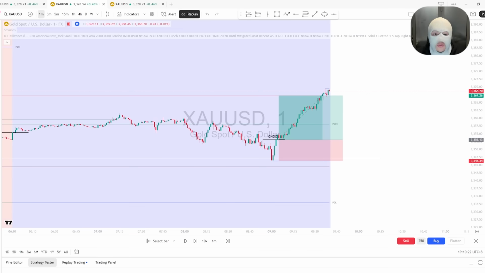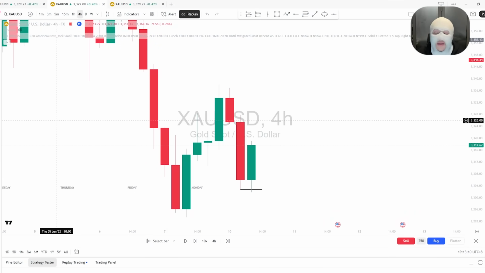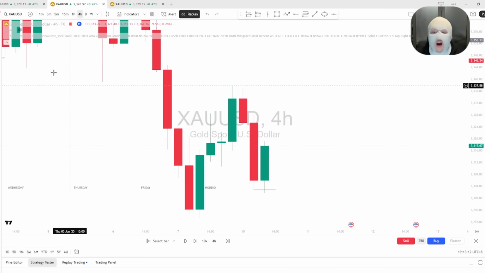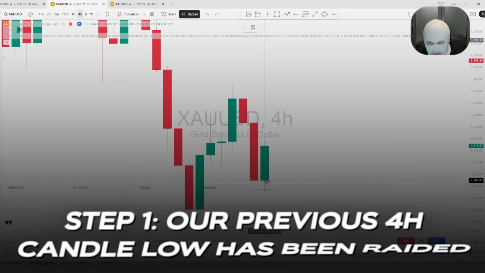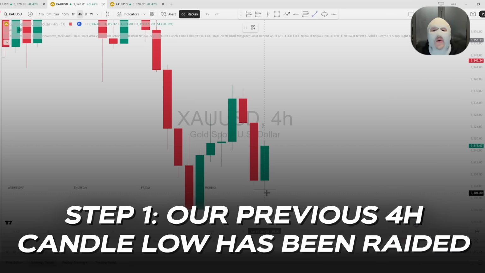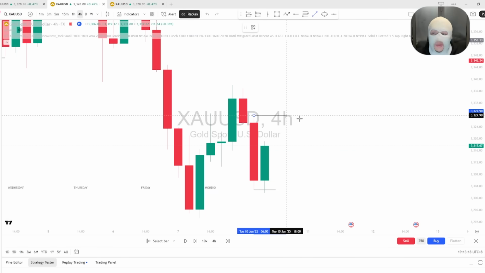Now let's go to our last and final example, because I really want to make sure each and every single one of you can use this strategy to extract money from these markets for yourselves. Now this is the 4-hour time frame on gold. Our previous 4-hour candle low has been raided. Let's mark out the 4-hour candle's high. This is step 1 done.